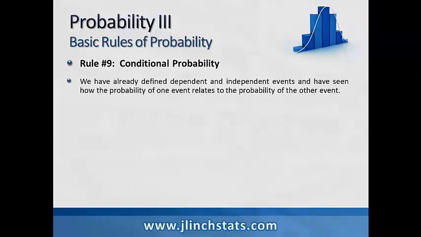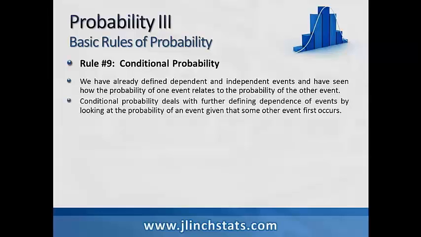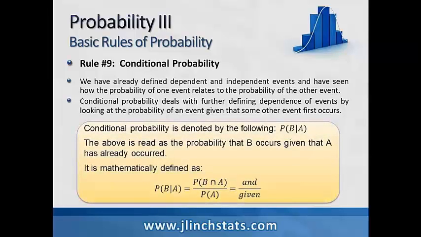Now we've already defined dependent and independent events and have seen how the probability of one event relates to the probability of the other event. Conditional probability deals with further defining dependence of events by looking at the probability of an event given that some other event occurs first. So conditional probability is denoted by the following. Notice the notation here. We have the probability of two events B and A. We separate it with a vertical line. So the above is read as the probability that B occurs given that A has already occurred.